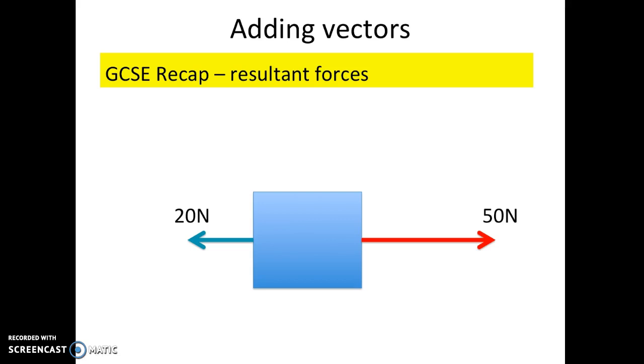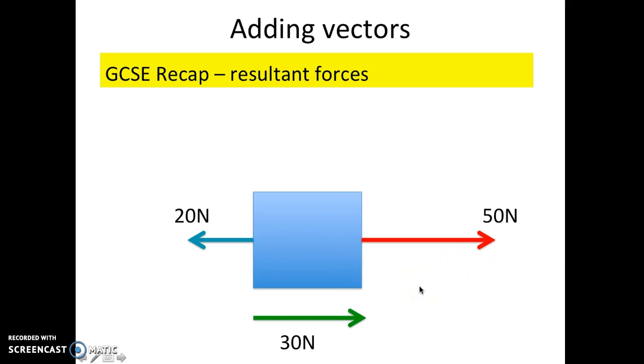I want to take you back to GCSE again and recap resultant forces. So again, you should have seen a diagram like this. I've got 50 newtons acting in one direction, 20 newtons acting in the opposite direction, and you should be able to see that the resultant force is therefore 30 newtons acting in the direction there.